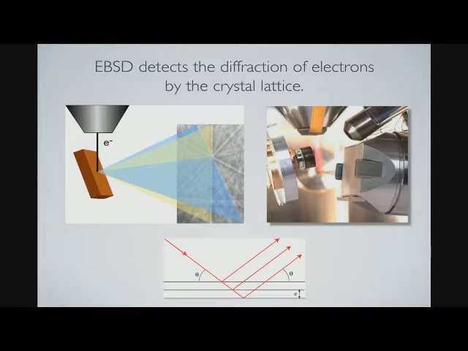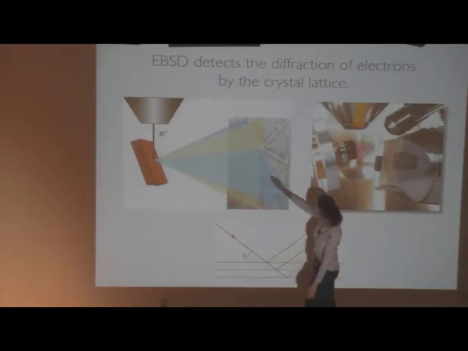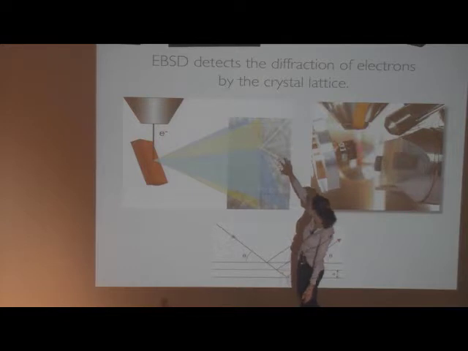So your electron beam comes down here. Your sample is sitting here. It has to be at this 70 degree tilt to see the diffraction pattern. And this is the EBSD detector, and that's the EDS. So this EBSD detector is a phosphor screen. When the electron beam comes down, it causes lattice diffraction in your crystal, and that lattice diffraction gives this image.